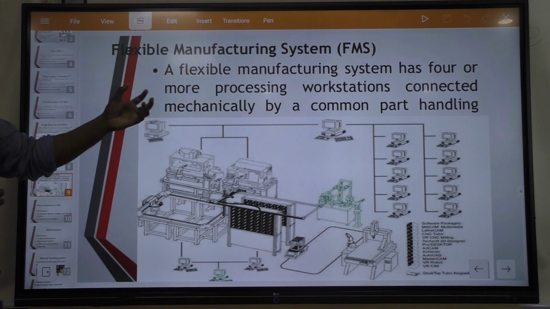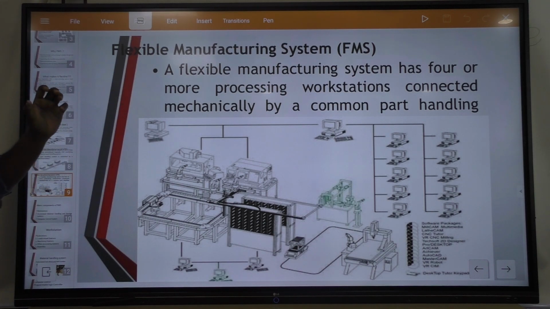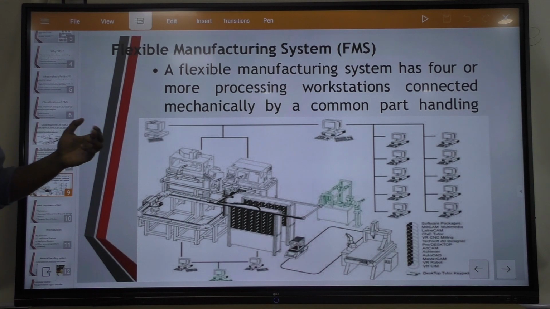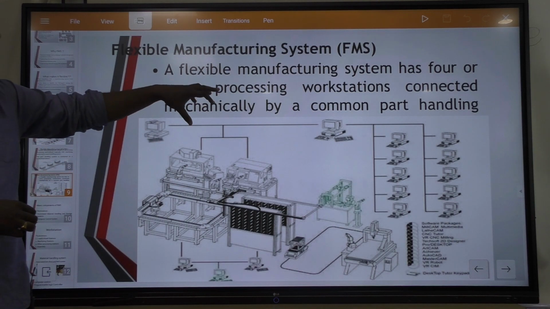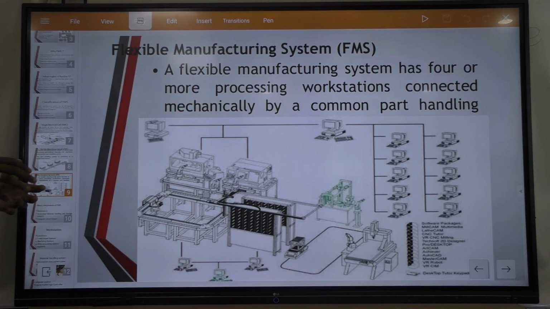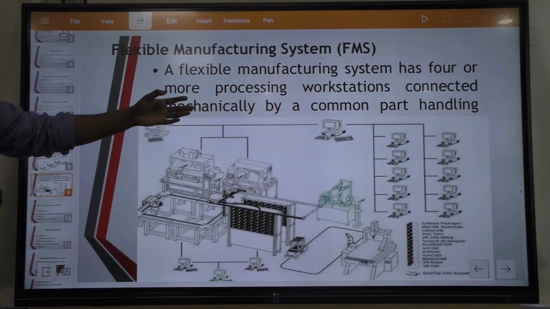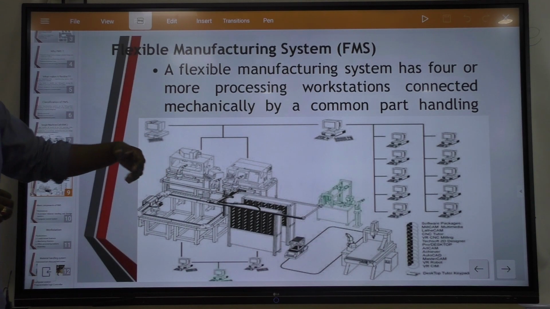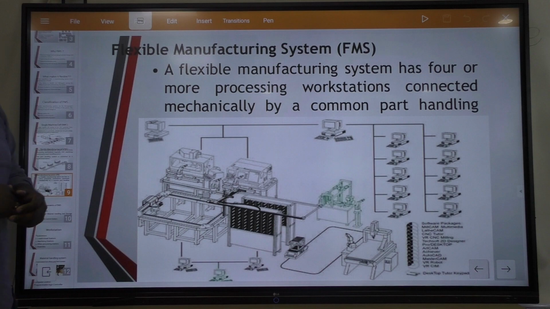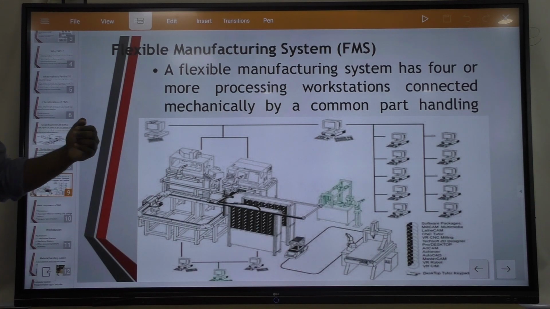By the help of the computer, we can directly send to machine 1 or machine 2 or machine 3. We can handle it by computer only. We do not have to do it manually. We can control it by the help of a computer or some software. So a flexible manufacturing system has 4 or more processing workstations, connected mechanically by a common part handling.